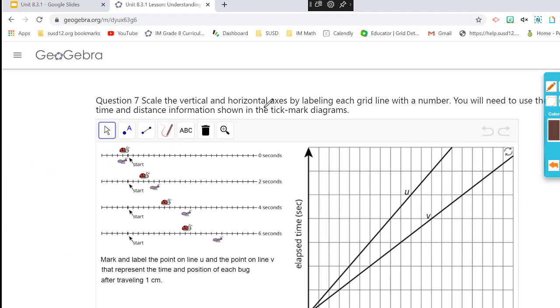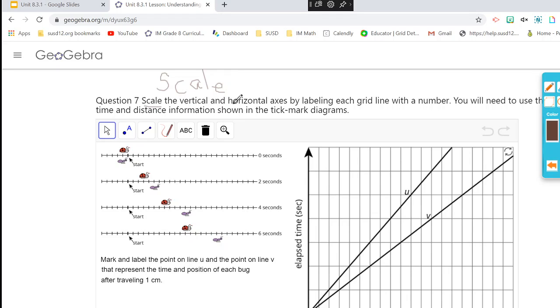Scale the vertical and horizontal axes. It says scale. Please learn the word scale. Oh, I'm trying to write with my pen tablet. It's not easy. I have to go real slow. There, scale. Please learn scale.